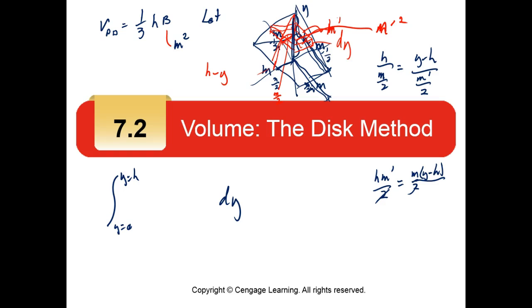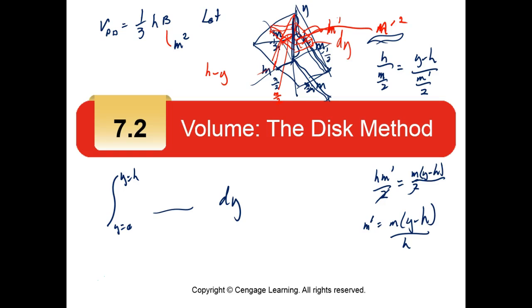And we want to get m prime because that's what this area is in terms of the things we know and the variable y. So we almost have it. m prime is equal to m times y minus h divided by h. Right? Let's square that because that's what our area is, and that's what we're going to put in here.